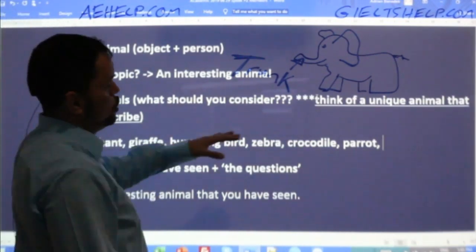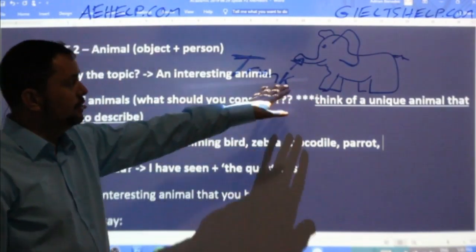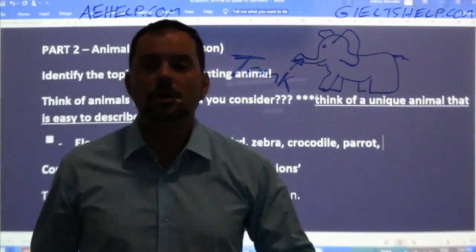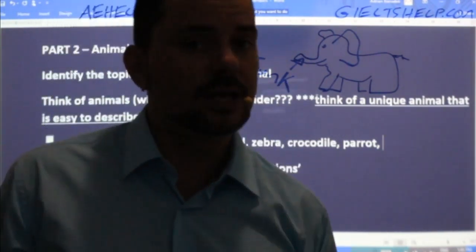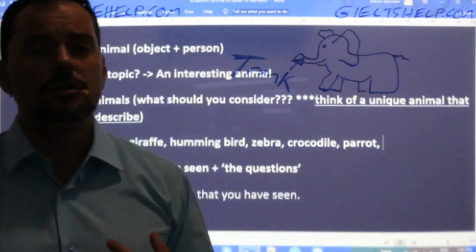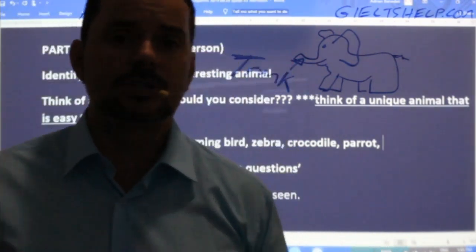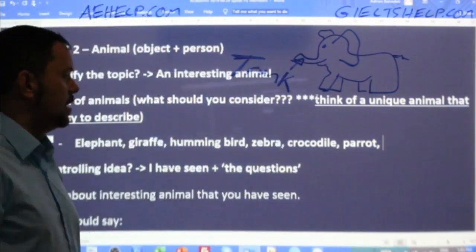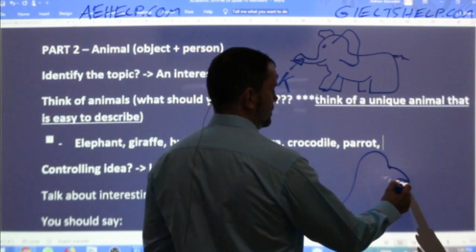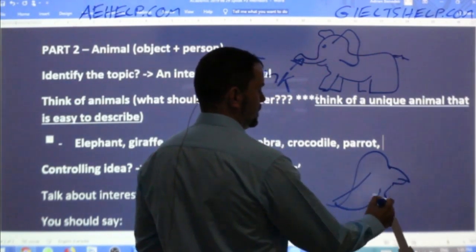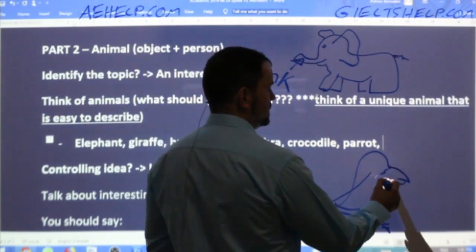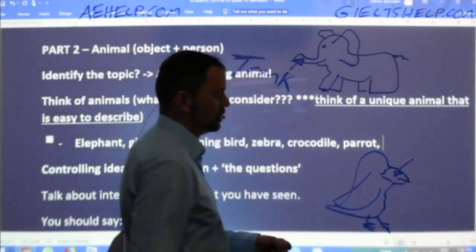So the reason I'm showing you this is because if you don't know this vocabulary, if you don't know that the elephant's long nose is called a trunk, you might not want to pick the elephant as the animal. Okay, so be very careful. Make sure that you can describe parts of the animal, especially what it looks like. All right. We might as well learn some vocabulary here. If I have a parrot like this, right? Okay. What is this part of the parrot or this part of any bird?